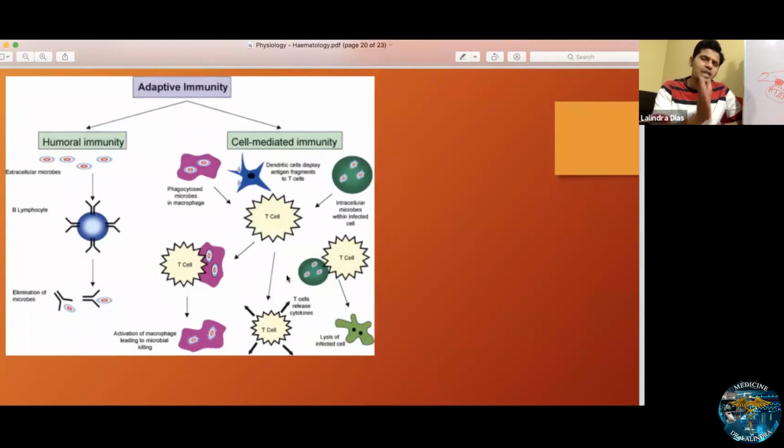So adaptive immunity, there are two types. One is humoral immunity. So humoral immunity is very easy. That's due to production of antibodies by the B lymphocytes. And the little complicated, tricky one is cell-mediated immunity. So why do we call it cell-mediated immunity? Because there are multiple cells involved. So you can see obviously the phagocytosis by the macrophages are there, dendritic cells are there.